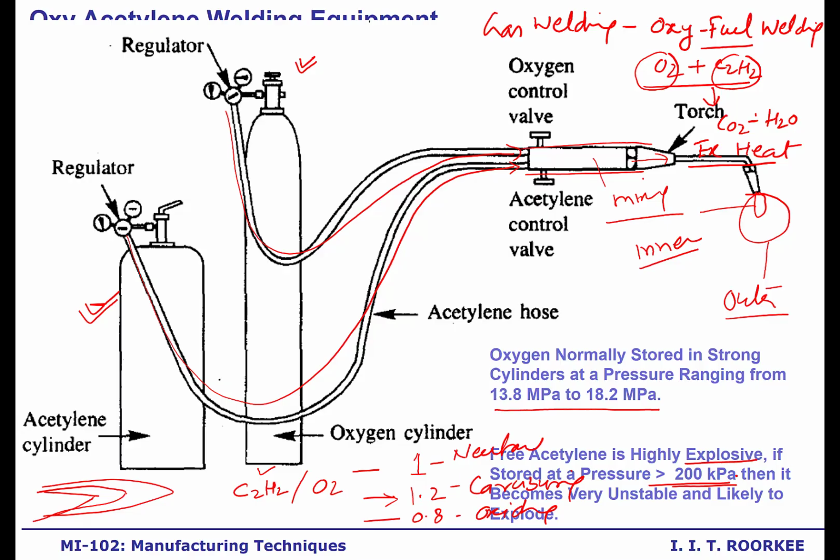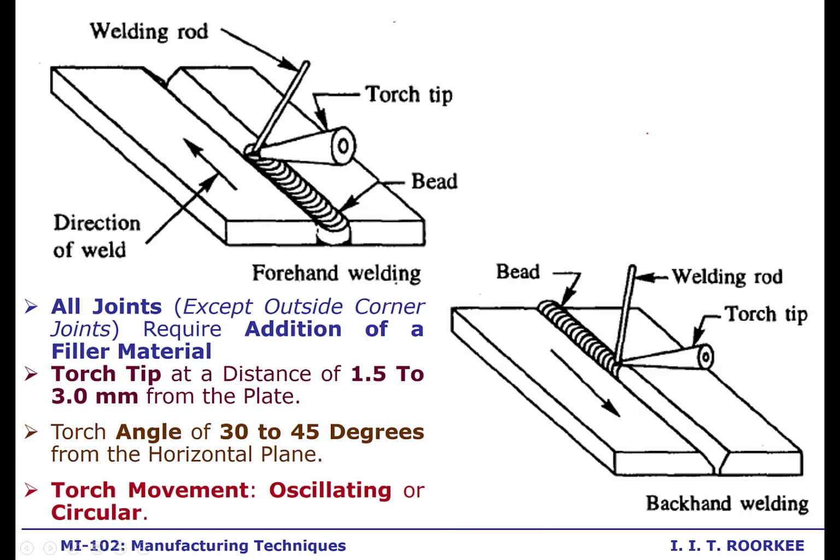So this is the schematic of the entire setup of gas welding and the different components which are used. The ratio of oxygen and acetylene can be controlled through control valves, using knobs, to change the type of flame as per the need or the type of metal to be welded. Okay, as far as the welding technique is concerned, say this is the plate to be welded.